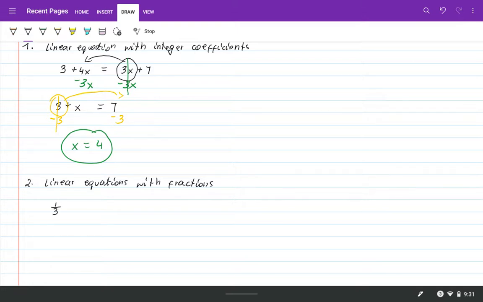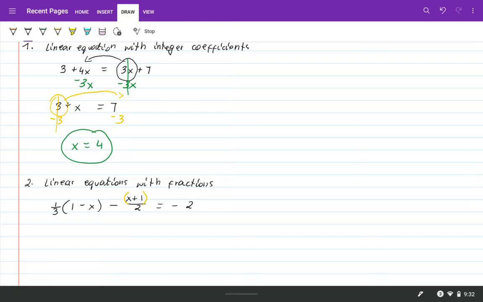So 1/3 times (1 minus x) equal, not equal, excuse me, minus (x plus 1) divided by 2 equal negative 2. So I recommend, it's always better to put more parentheses than not having them. So I'm going to put parentheses here.